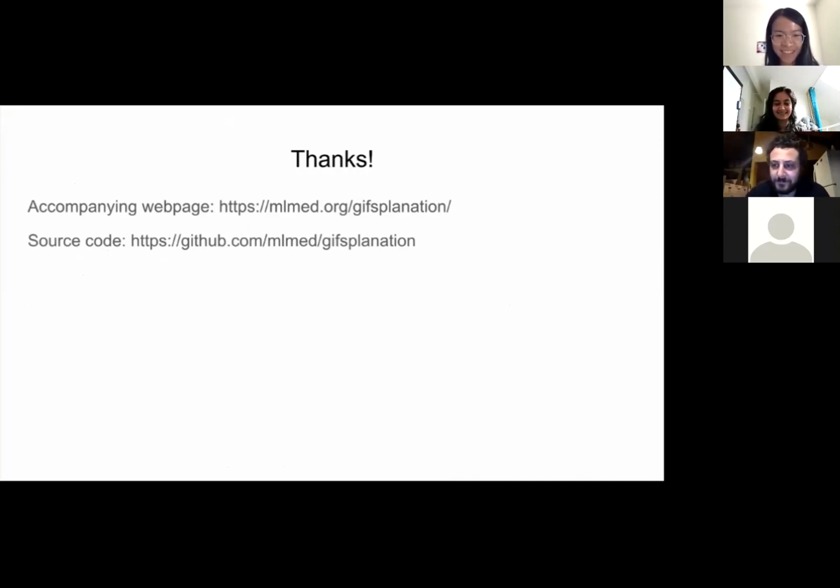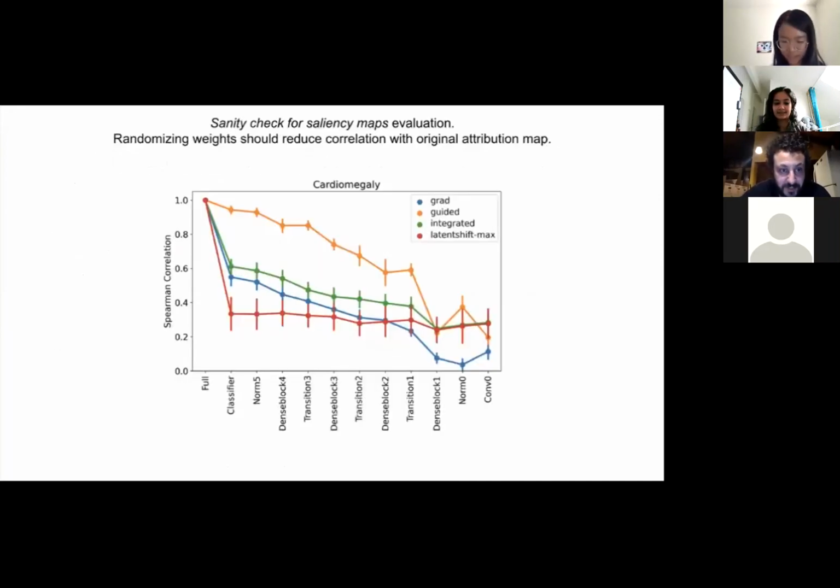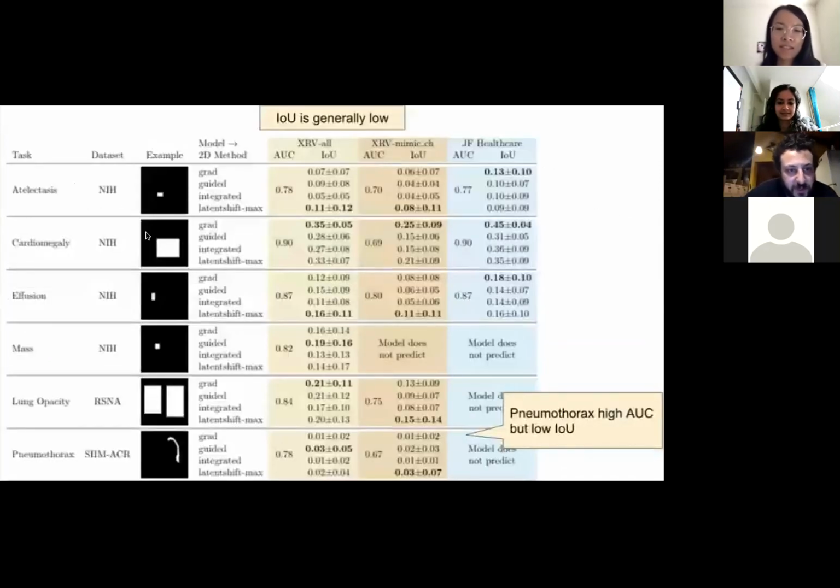Yeah, so Joseph, I have one quick question about your IOU. The IOU example that you showed us, it just seems like a bounding box. Oh, yes, it depends. For cardiomegaly, we have square bounding boxes, and for pneumothorax, it's the only thing that looks like a segmentation.